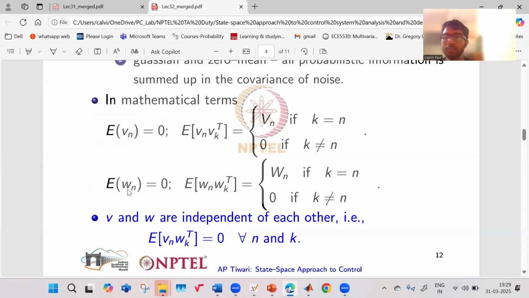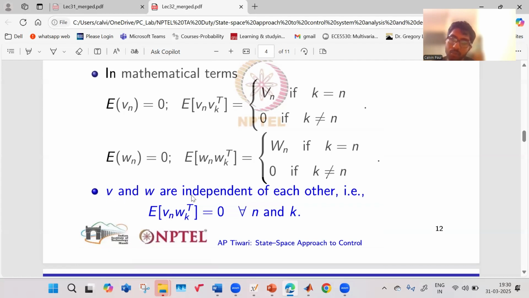Similarly, for the measurement noise, the average noise is 0. Secondly, the measured noise at 7:30 depends on the noise at 7:30. But the measured noise at 7:30 doesn't depend on the measured noise at 7 o'clock. It does not depend on that. Similarly, the measured noise at 7:30 does not depend on the measured noise at 8 o'clock. They are independent. So that's what these mathematical equations mean. That's their physical significance. Right?